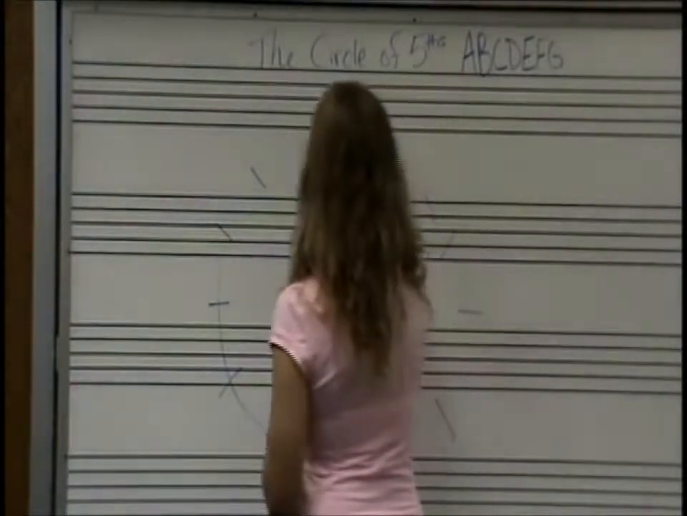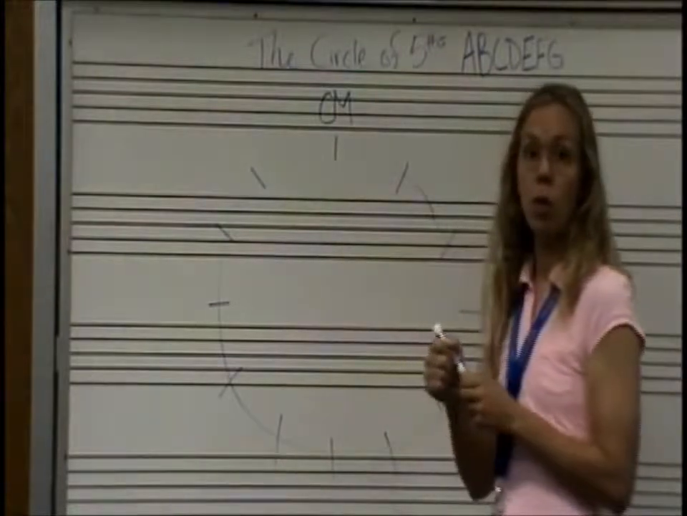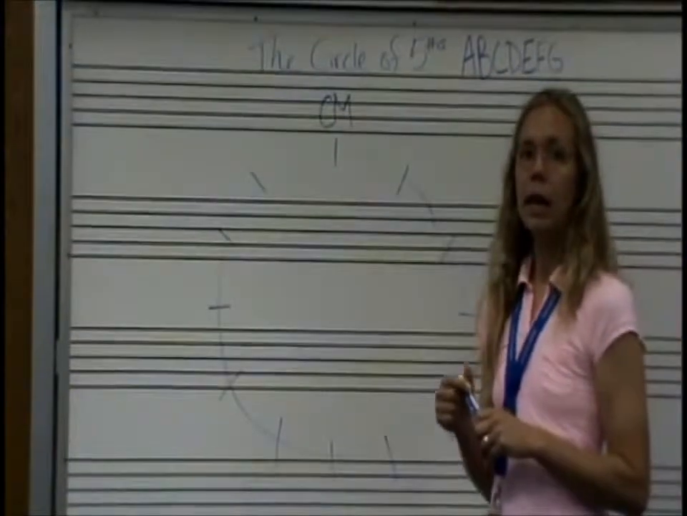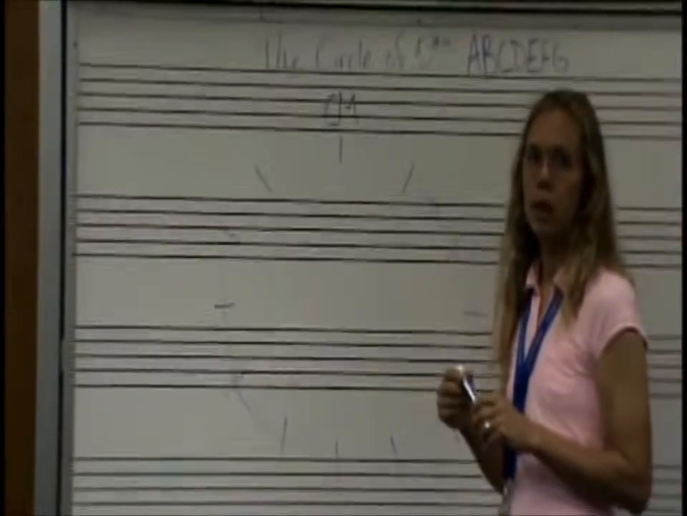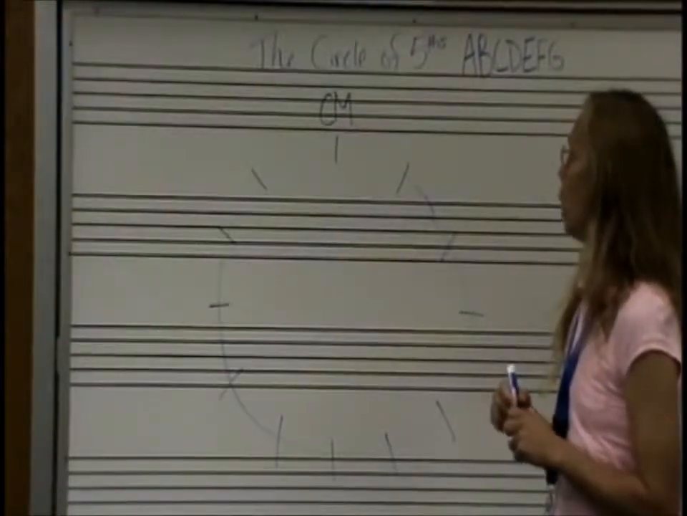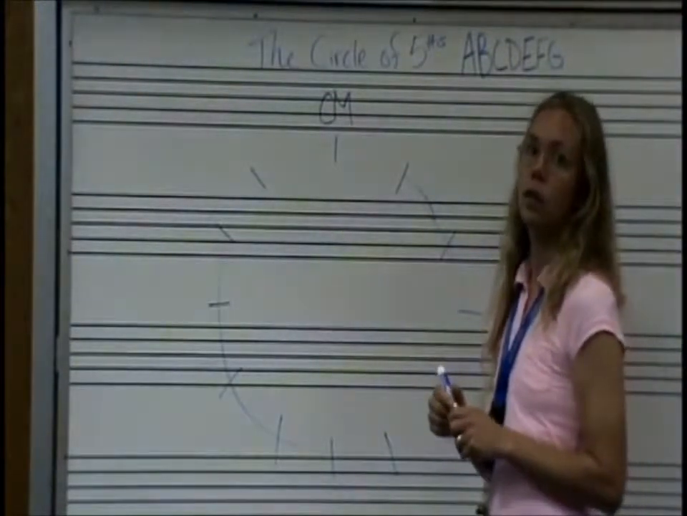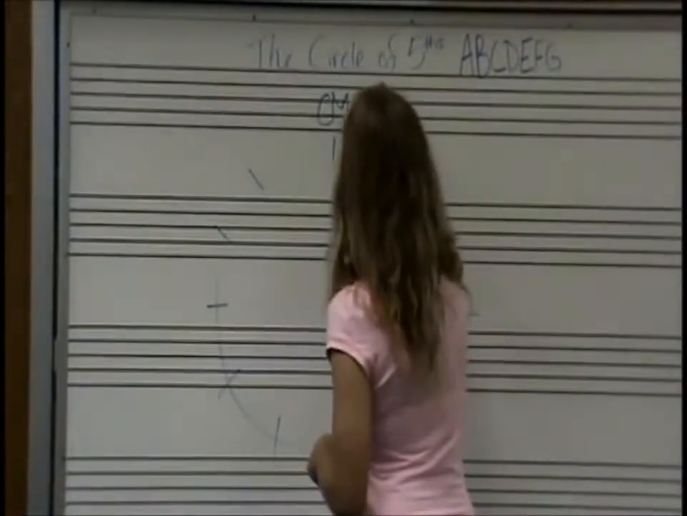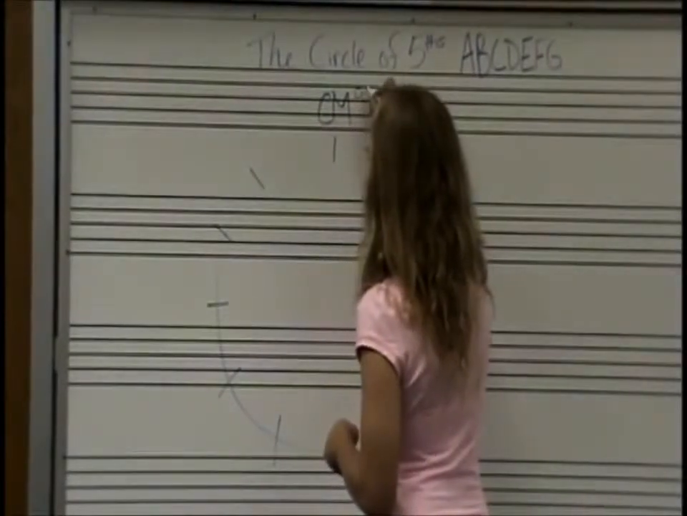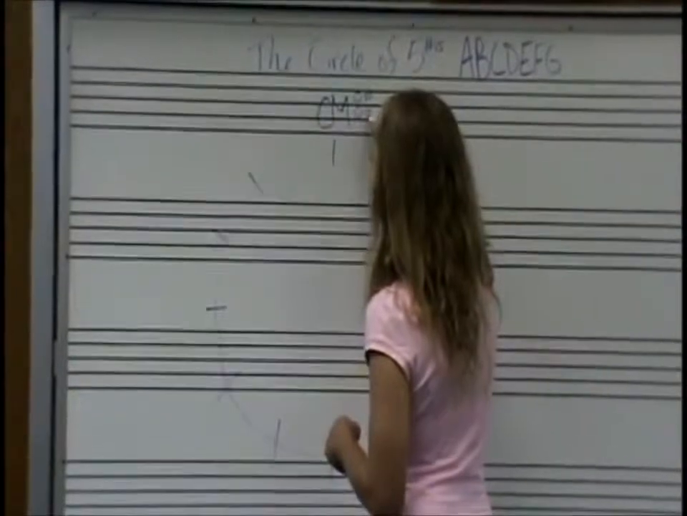So if we start at the top, we have C major. Please make sure that when you label this, you make it capital letters. Capital C, capital M. C major. We start at the top because this is going to have 0 sharps and 0 flats. So label this as 0 and a sharp sign, and 0 and a flat sign.